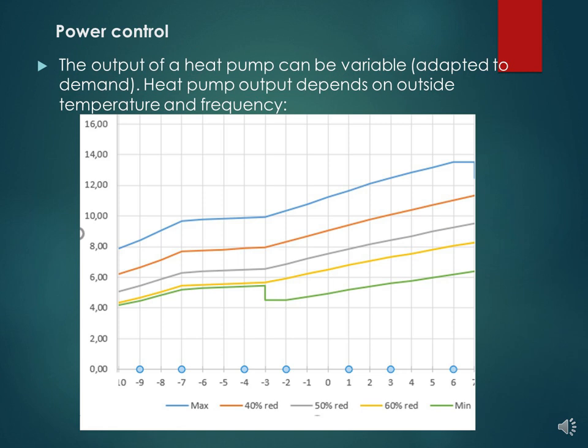This graph shows the fluctuation range of a heat pump's output for a single heating water temperature. You can clearly see that the performance of the heat pump varies significantly across different operating conditions.